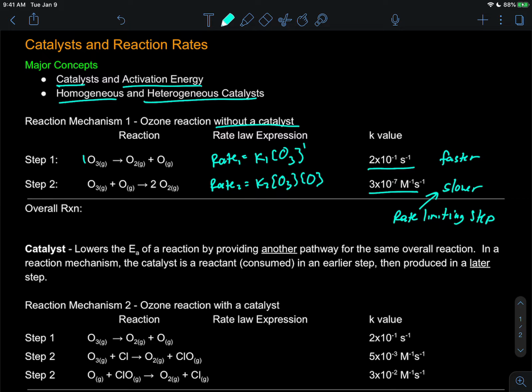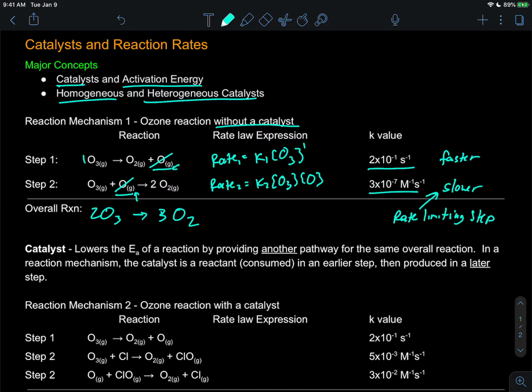Now we can look at our overall reaction, and our overall reaction is going to be where we have our intermediates cancel. And we see our oxygen atom here is our intermediate. It's produced in our first step and then consumed in our second step. The overall reaction would be 2 molecules of ozone going to 3 molecules of O2. And that's our overall reaction that we'd see with these two elementary steps.